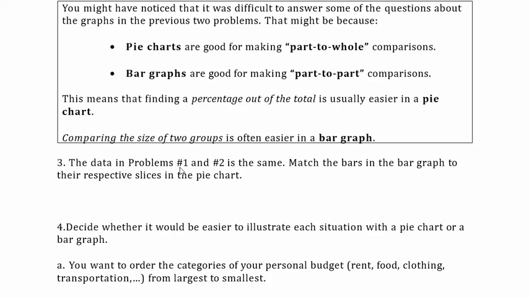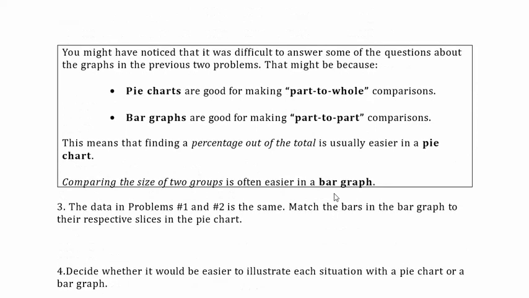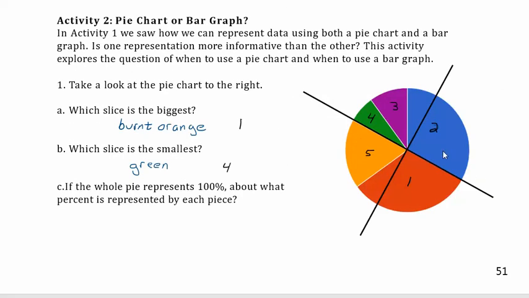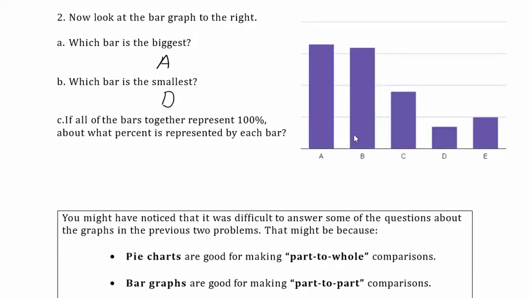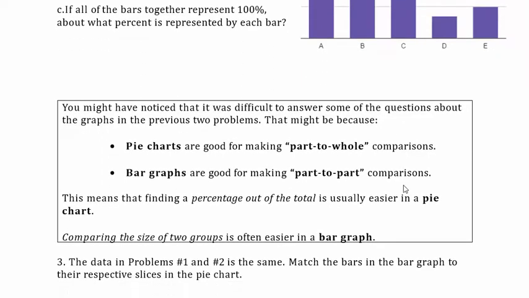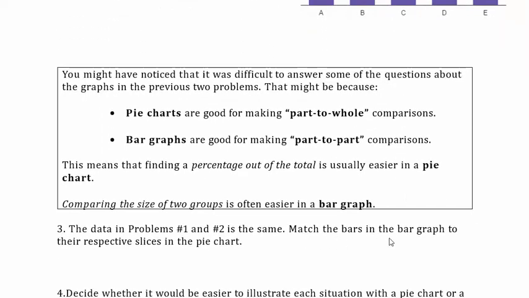So the data in problem 1 and 2 are exactly the same. Now that might be difficult to see. In other words, remember in activity 1 how we made a bar chart out of a pie chart? Well, if we took this pie chart and made a bar graph out of it, we would get this bar graph right here. Now that you've been told that those two represent the same data, I want you to match the bars in the bar graph to their respective slices in the pie chart.